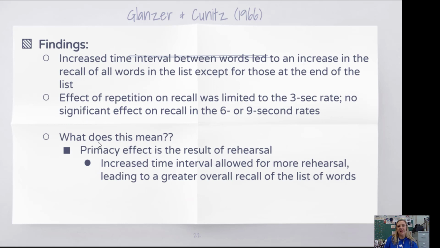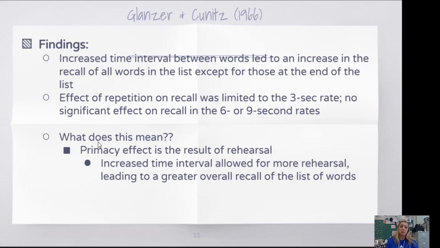So what Glanzer and Cunitz found when they looked at all of the words that the participants remembered is that the amount of time that you increase between each word, so 3 to 6 to 9, did lead to an increase of recall in all of the words, except for those at the end of the list. So words at the beginning and in the middle of the list, people remembered more when there was more time between each word. They also found that the repetition, so saying the word twice, only helped people remember at that 3-second interval. It did not help them at the 6 or 9-second intervals.